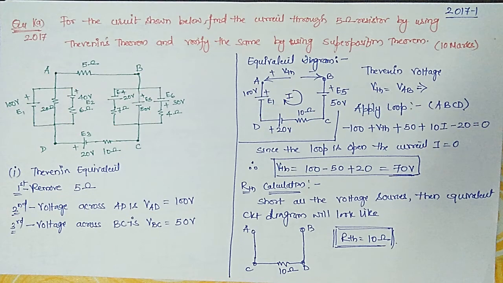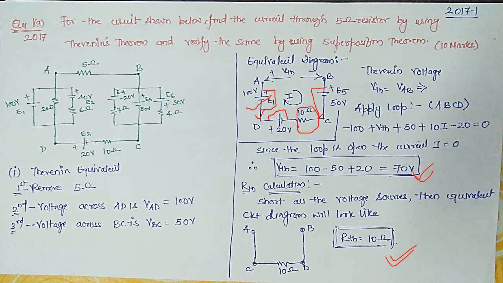And the RTH can be identified using this equivalent circuit. What you have to do for Thevenin is short the voltage sources which are there. Since this is the equivalent circuit, we can directly take from here. If you short these three voltage sources, you will only be left with the 10 ohms. So RTH is 10. Now you have VTH here 70 volts and you have RTH both.